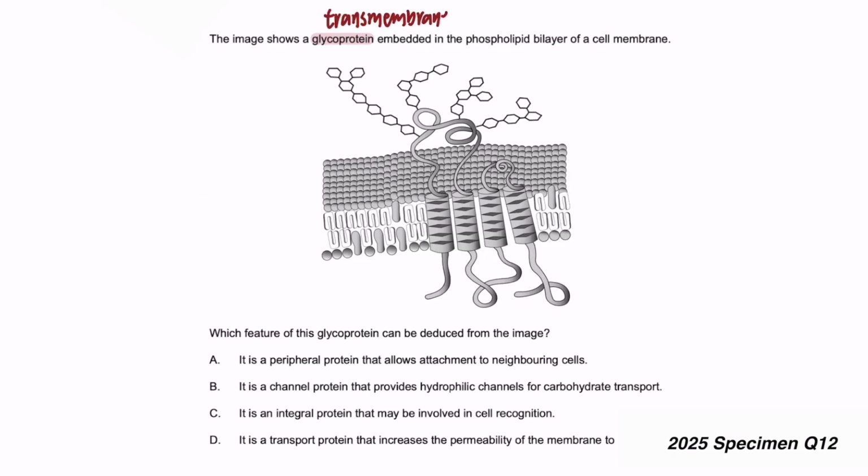Glycoprotein is a transmembrane protein that embeds in the phospholipid bilayer. This part of the glycoprotein contains the carbohydrate chain, which is essential to the function of the protein, such as cell marker, cell adhesion, and cell recognition.